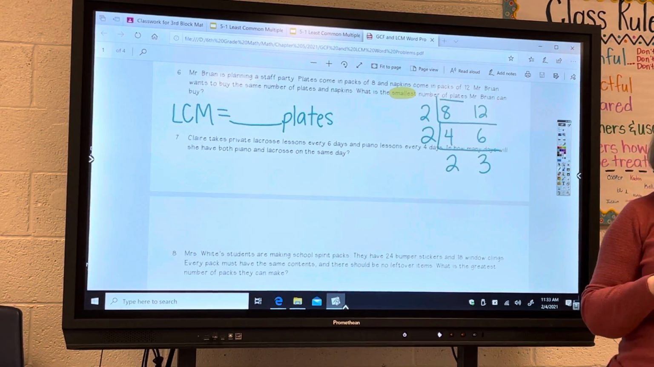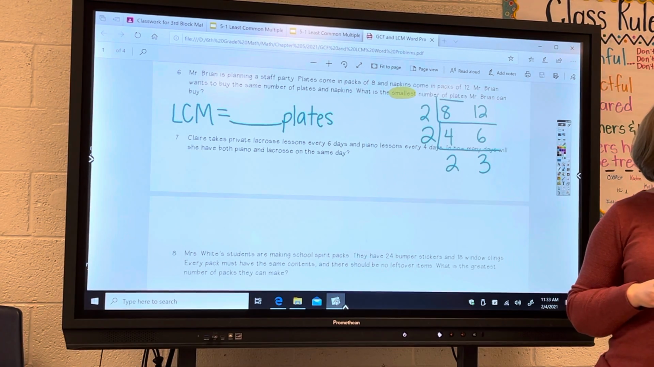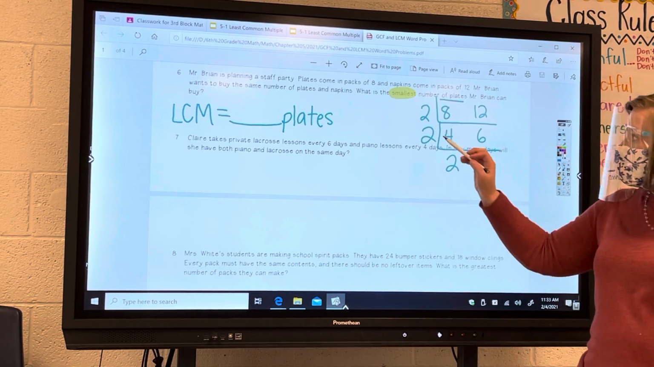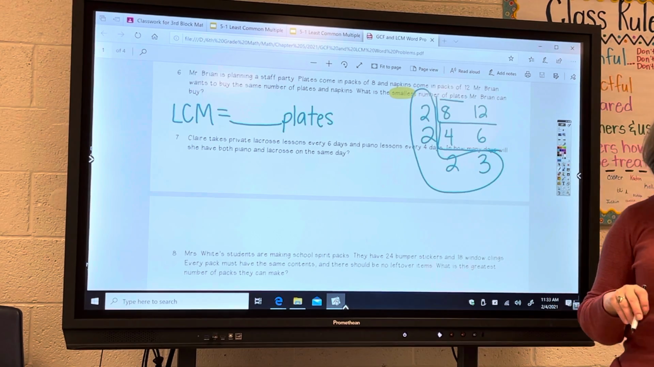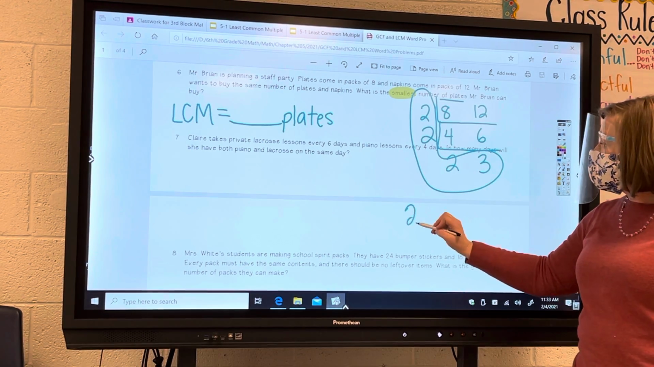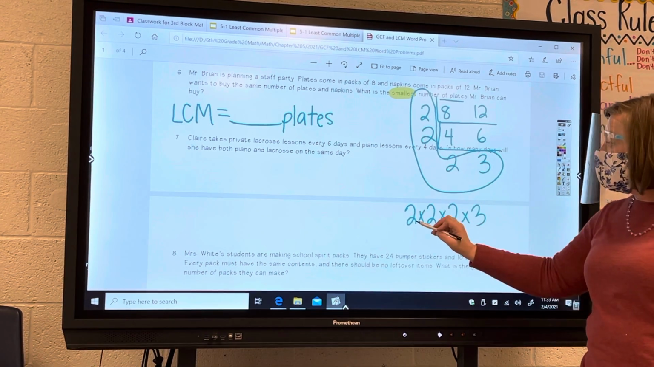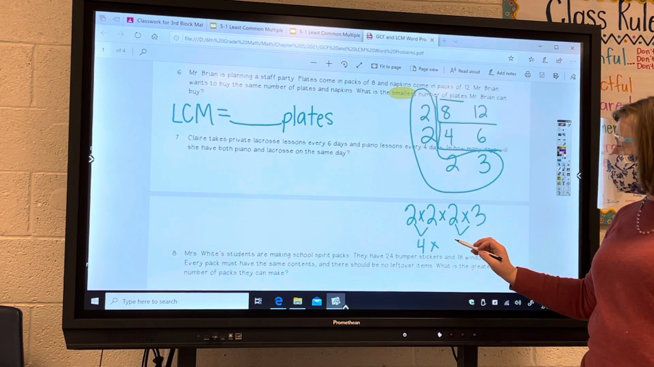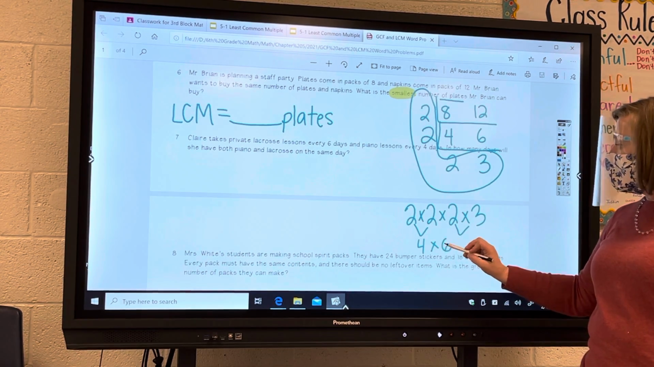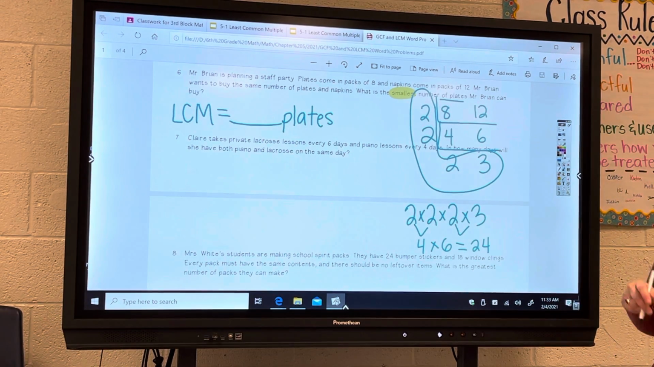Can I stop? Yes. What am I looking for? The lowest common multiple. So what do I have to circle? The big L, okay? So I've got 2 times 2 times 2 times 3. What's 2 times 2? 4. 2 times 3, 6. 4 times 6, 24. So how many plates does he need to buy?